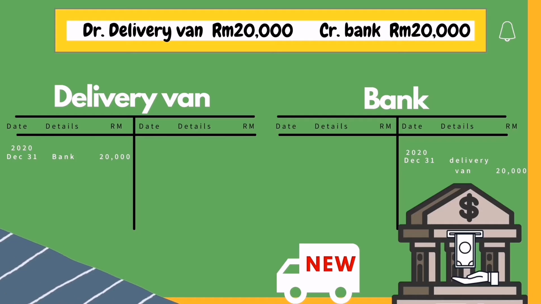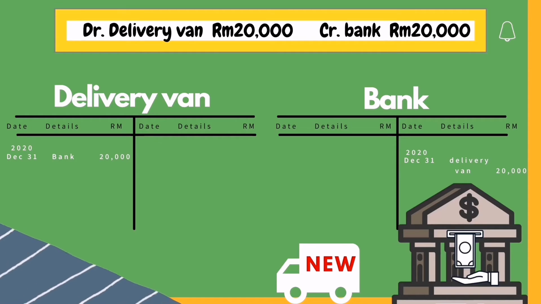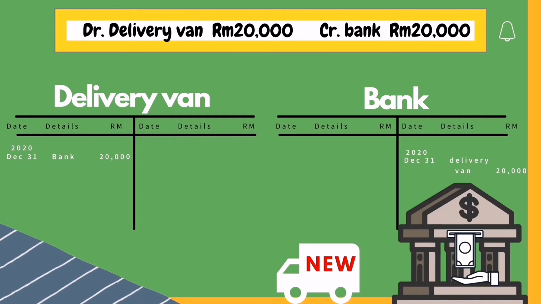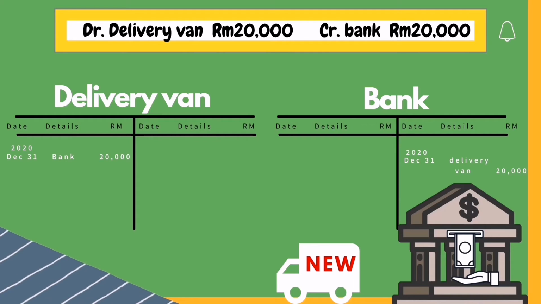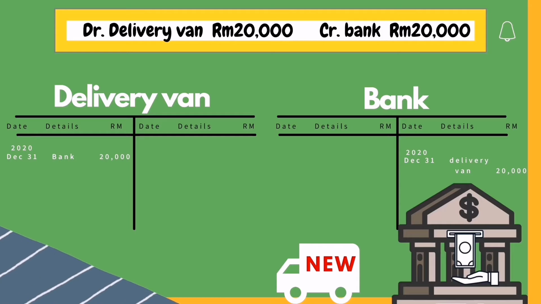This is a T account that you are required to prepare for this financial transaction, where you need to prepare a delivery van account and a bank account. So you can see that we are debiting the delivery van account with the details of bank, which means that you are purchasing a delivery van by using the money in the bank. Meanwhile, the bank account was being credited, which means that the money in the bank reduced in order to purchase the delivery van. So you can see that at least two accounts will be recorded for every transaction.